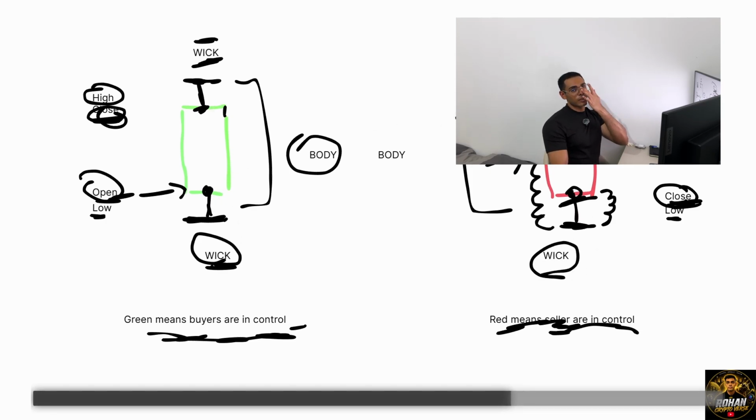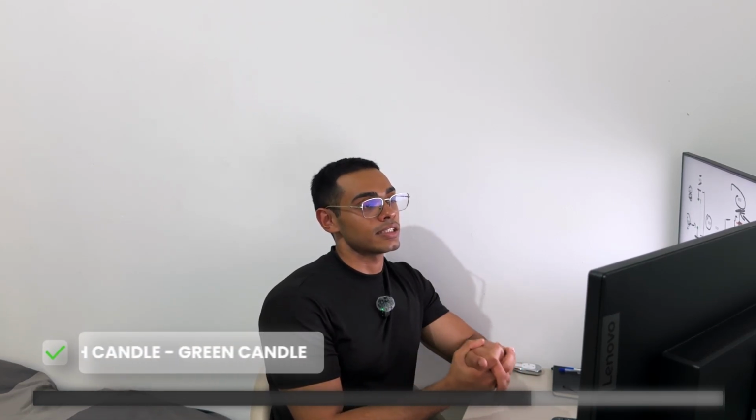Now why I'm stressing over body and wick is that the markets don't give you a perfect red and green candle all the time. In fact, it doesn't give you that most of the time. You'll find a wick here and there many times, and you need to identify whether it is a bullish or bearish candle.